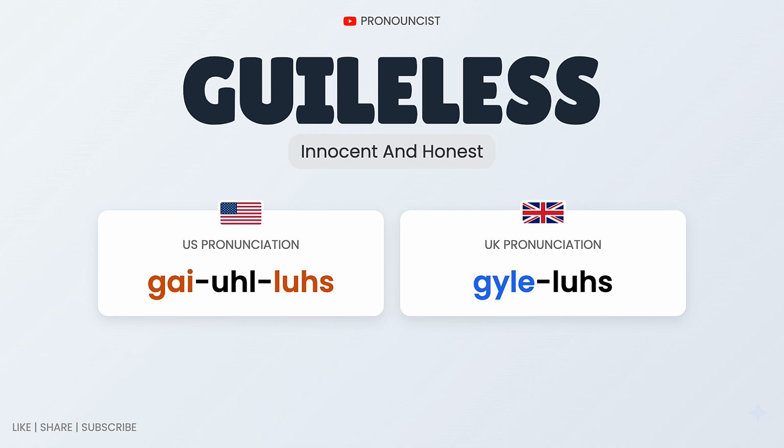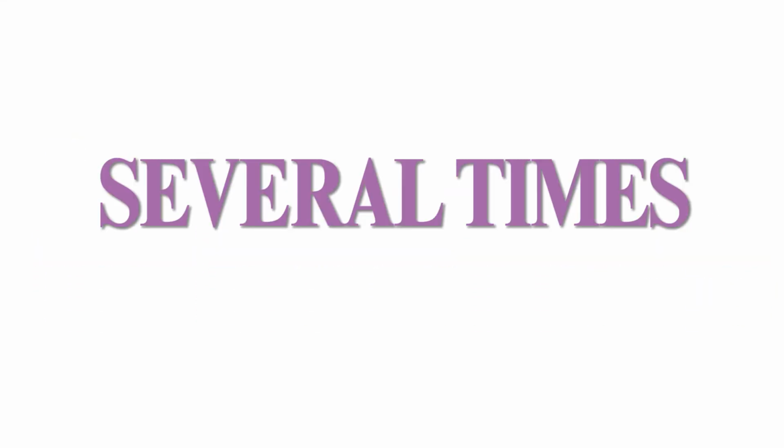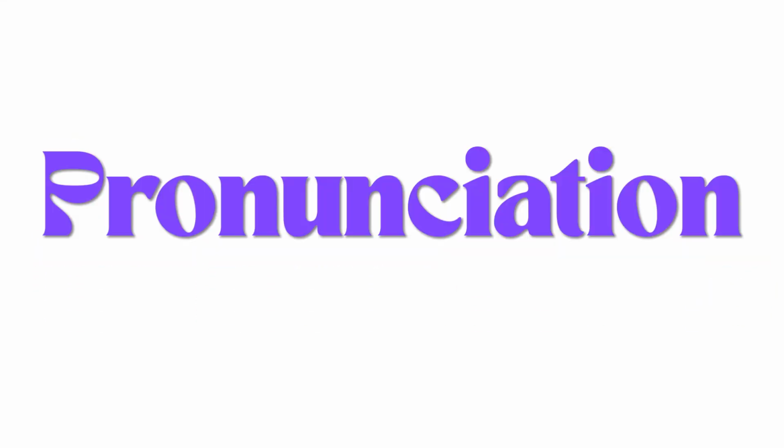Practice repeatedly and you'll soon be able to say this word perfectly. The best way to practice is to repeat the syllable multiple times. The meaning of the word is innocent and honest. Try repeating this word several times to improve your pronunciation.